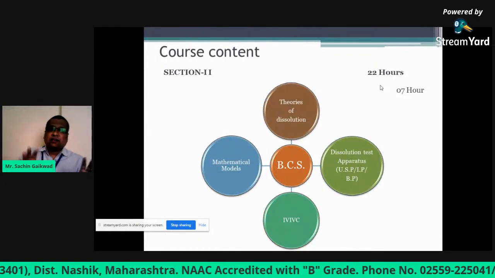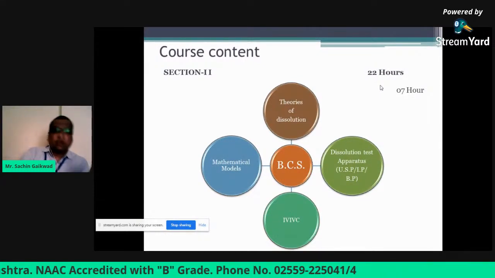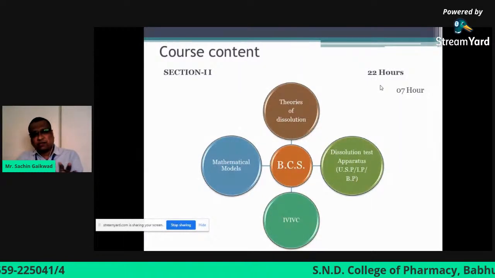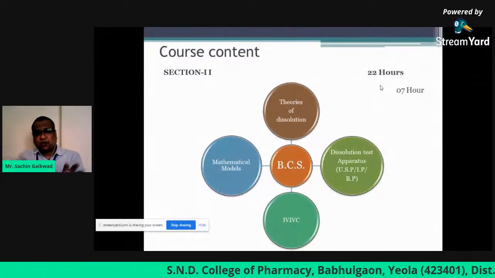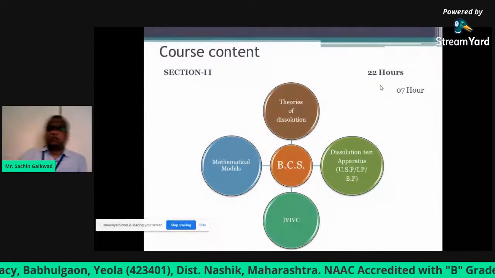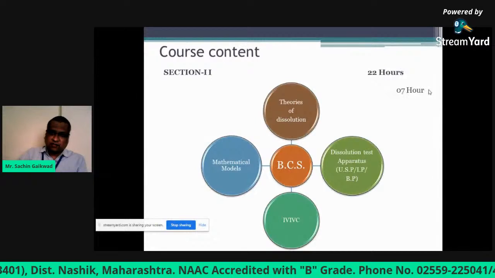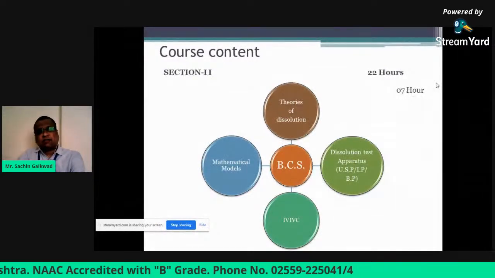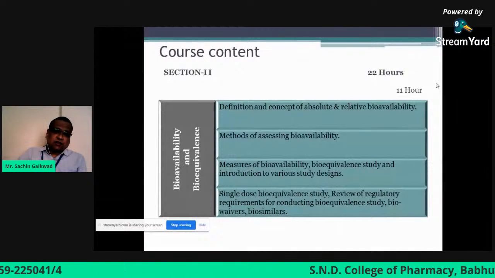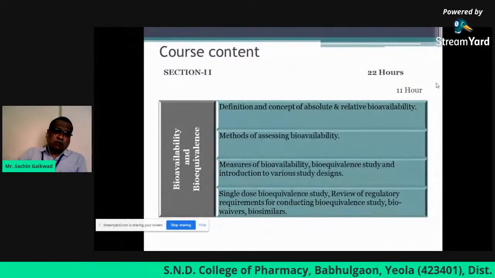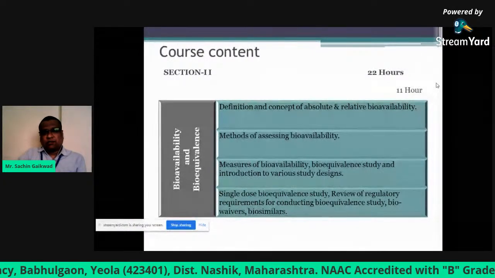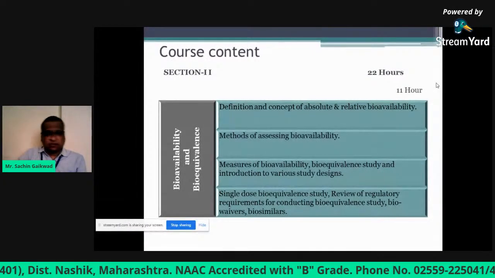The dissolution models means what? Higuchi model, Korsmeyer-Peppas model, Hixson-Crowell model, likewise. So all this terminology is included under this chapter. For this chapter, the university has allotted 7 hours. The next important chapter under the second section is bioavailability and bioequivalence. For this chapter, the university allotted 11 hours.